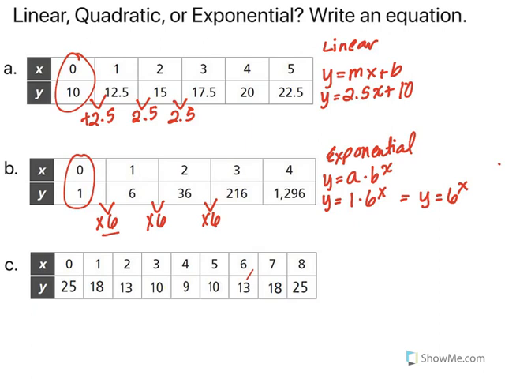When we look at this last one, we can see that as we go from 25 to 18, that's minus 7, then minus 5, minus 3, minus 1, plus 1, and we can continue that pattern throughout.